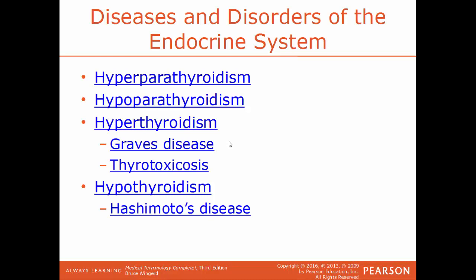The opposite of that would be hypothyroidism, where you have an abnormally low amount of hormones produced by the thyroid gland. A very common example of this would be Hashimoto's disease. Now, this is an autoimmune condition. Your immune system is attacking your own thyroid gland.